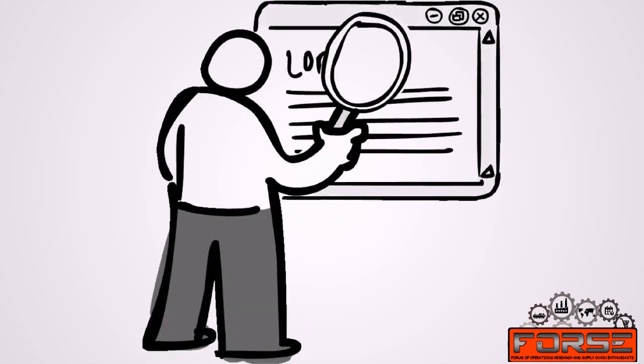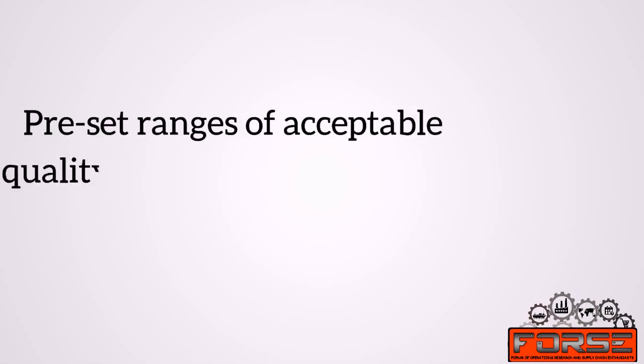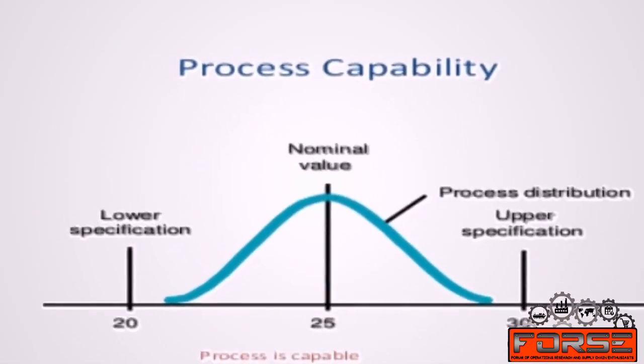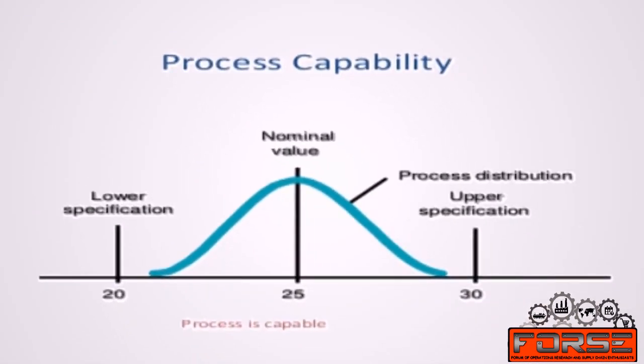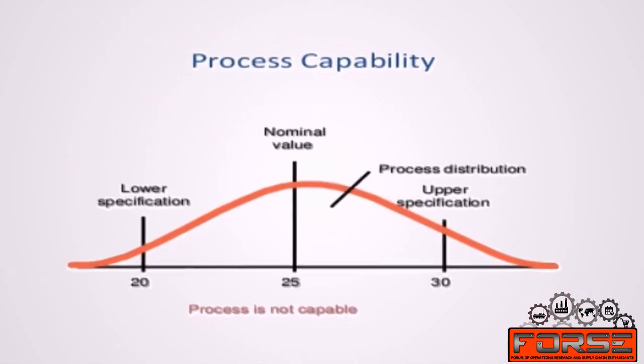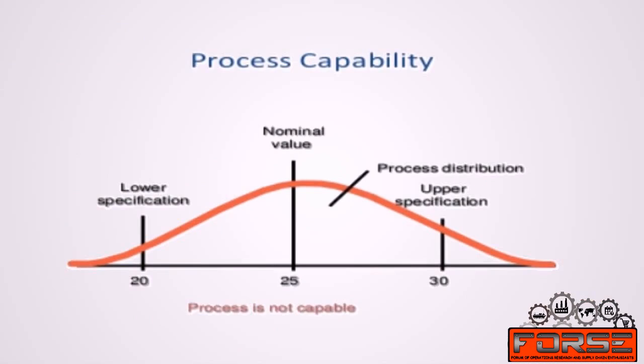To understand exactly what this means, let's look more closely at the term specification. Product specifications, often called tolerances, are preset ranges of acceptable quality characteristics, such as product dimensions. For a product to be considered acceptable, its characteristics must fall within this preset range. Otherwise, the product is not acceptable. The chart here shows that the process is under control as it is within the lower and the upper specification. Whereas this chart shows that the process is not under control as the process distribution exceeds the upper and lower specifications.